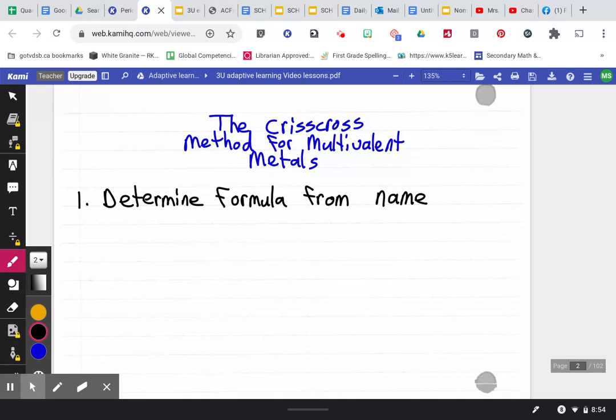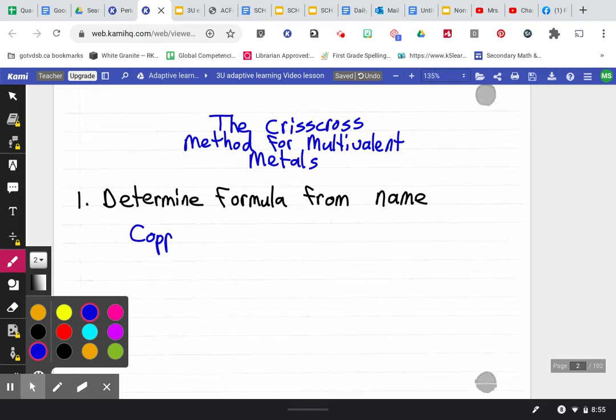So this is just a quick shortcut to show you how to determine the formula if you have the name of a compound. And we're going to do an easy example of copper 2 chloride. So that Roman numeral tells us that it was copper 2 plus that was involved in making our compound.